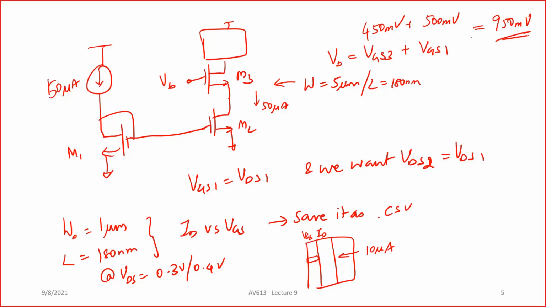If you decide your W by L ratio to be this much, calculate the current for this reference value that you have done. Usually current will scale very well. For example, if you have 50 microamp flowing through a 5 micron by 1 micron transistor, and you make it 10 micron, that scaling is very well done. Whereas the square law and other things do not scale well. W by L ratio scales well, especially when you have the same channel length.